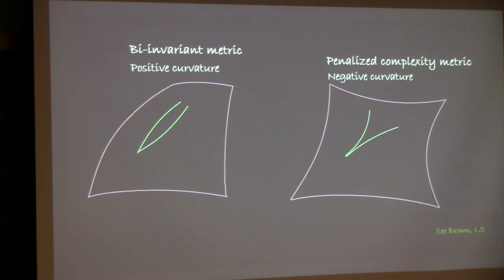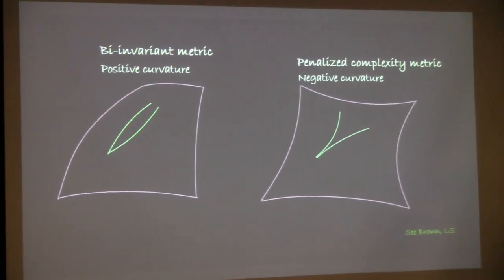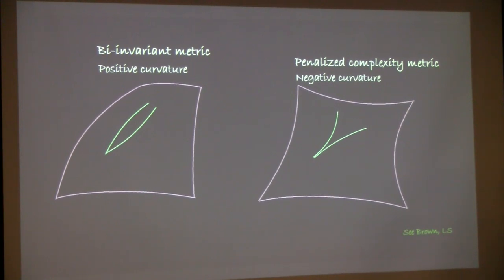Okay, so what do we know about such metrics? The first thing we know is that the original bi-invariant metric, which is the good old ordinary metric on SU(N), is positively curved. All the sectional curvatures are positive. That means that geodesics originating from a point tend to reconverge. No sign of chaos. For the complexity metric, one can calculate the sectional curvatures, meaning curvatures in two-dimensional planes. Generally, all of them are negative, at least if the complexity penalty is big enough. It doesn't have to be very big, just a little bit big. Then the space becomes negatively curved.